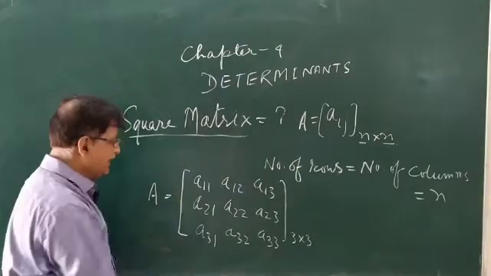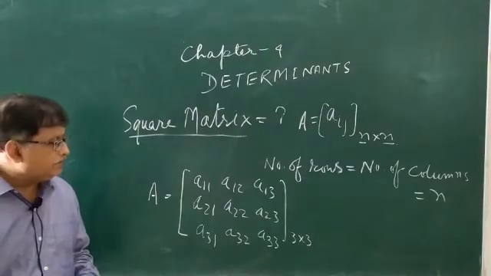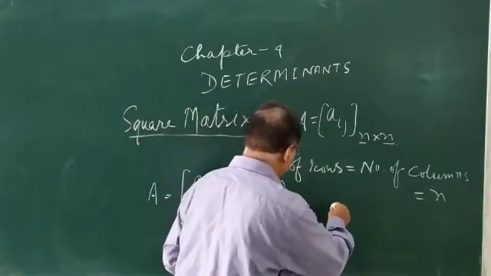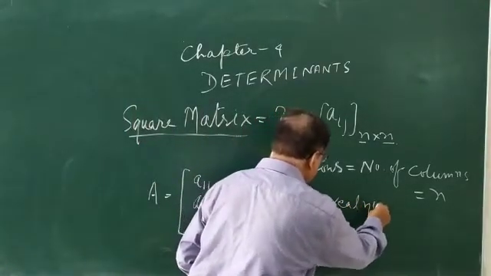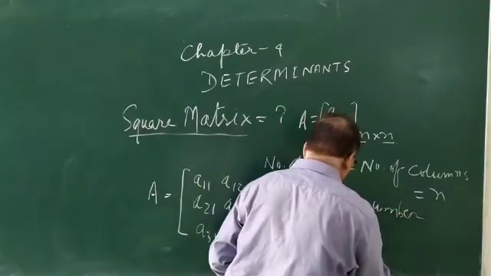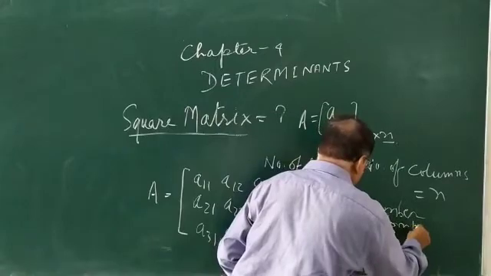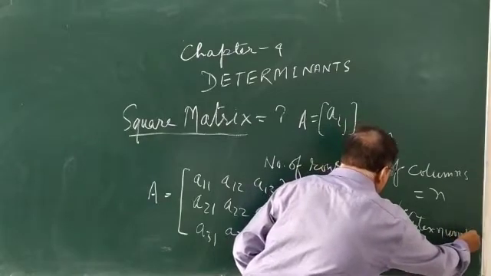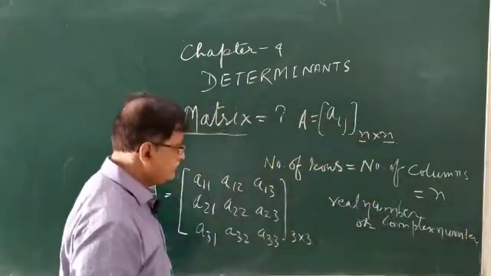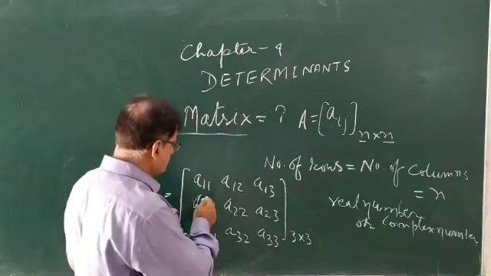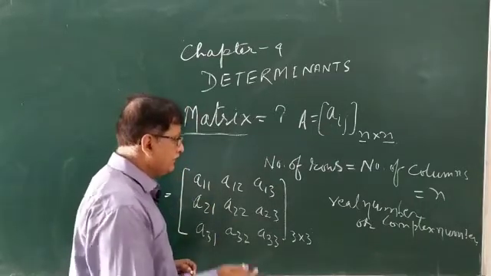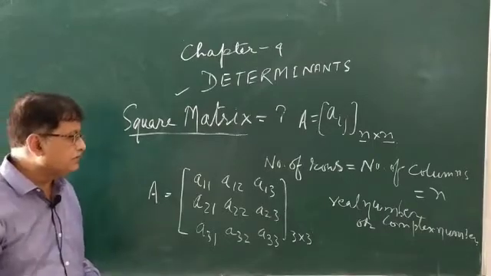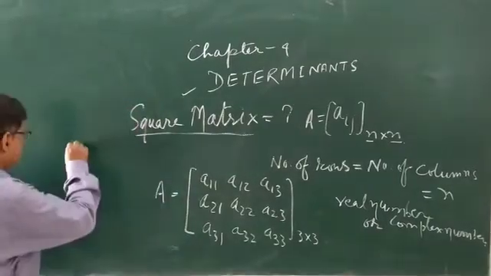So when any unique number which is related to real number or complex number is associated with this square matrix, that unique value is called determinant. How can you show determinants? You see this.